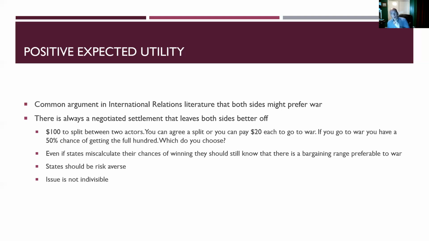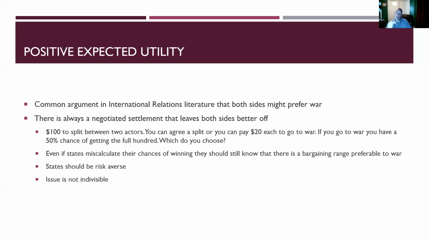Or instead of that, we could both pay $20 and then go to war. If we decide to do that, there's a 50% chance of getting the full 100. Which do you want to choose? If you pay 20 and I pay 20, then there's $60 left. There's still $100, but you're $20 down now, and I'm $20 down, so it's negative 40 altogether. And then there's this 100 that we're going to share between us.